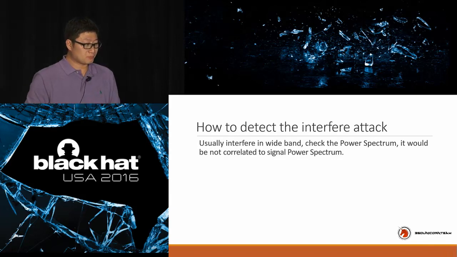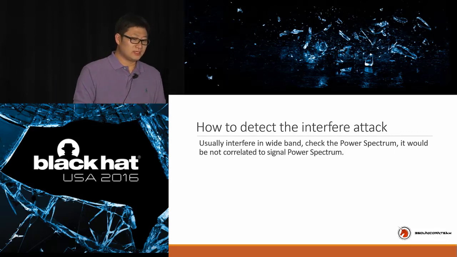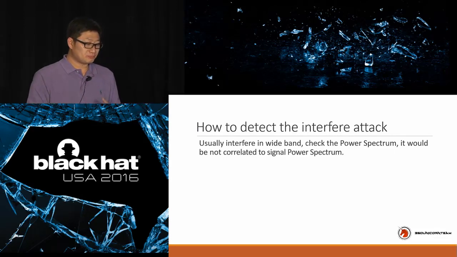Finally, I will talk about how to identify the interference attack. The interference attack is a kind of denial of service attack. Because of the interference, the node cannot respond to the service. The service includes routing, data repeating, and peer-to-peer communication.